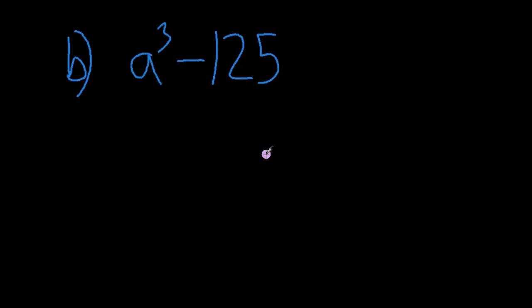Okay, now let's look at example B, which has a cubed minus 125. Again, I have two terms. I see a cubed, so I'm going to be thinking about the difference of two cubes. I'm going to rewrite this first as a cubed minus 5 cubed. This one you can remember by looking at the units place digit 5. That's 125 ends in 5. It's going to be 5 cubed.